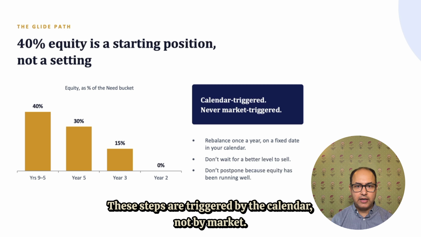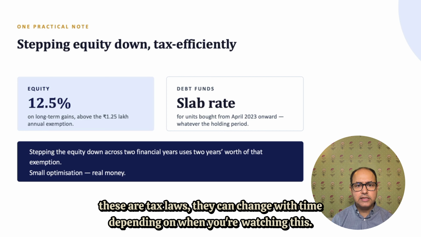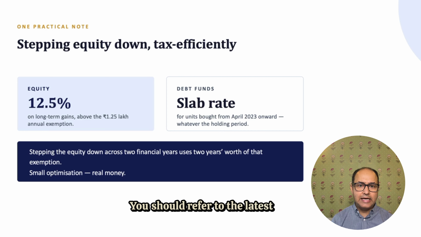One practical note, equity gains held over 1 year are taxed at 12.5%. Debt units that are purchased after April 23 are taxed at your slab rate, whatever is your holding period. So when you're stepping the equity down, doing it across 2 years can use 2 years worth of that exemption. These are tax laws. They can change with time depending upon when you're watching this. You should refer to the latest tax notification.